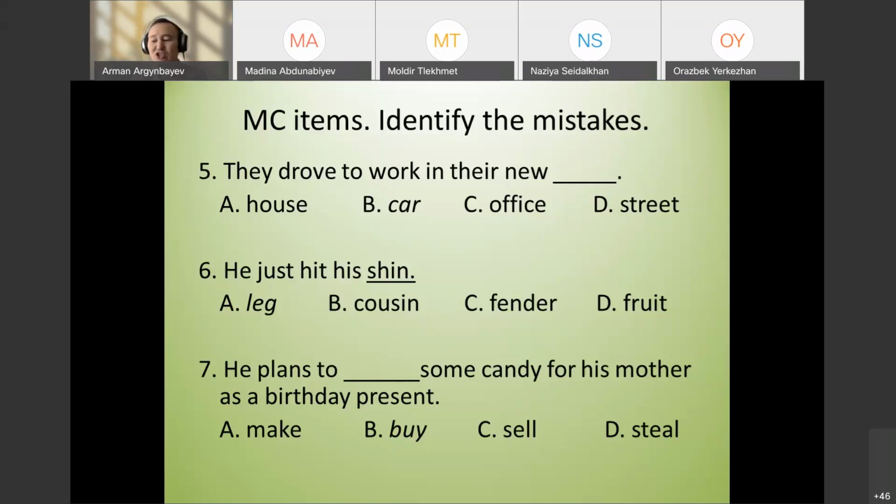She just hit his shin. Shin is a part of a leg, so here it refers to leg. Cousin, fender, fruit. Again, context is missing. Maybe he hit his cousin, who knows? But fruit. Do you hit fruit? It doesn't make any sense, right? So again, weak distractor. Limited context.